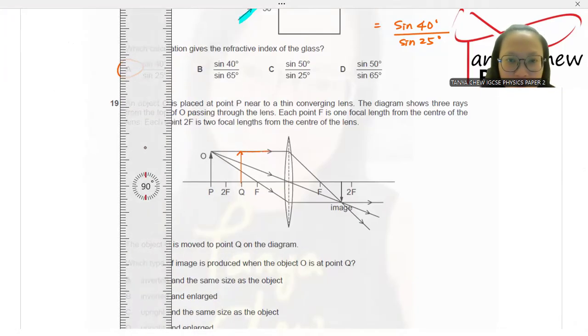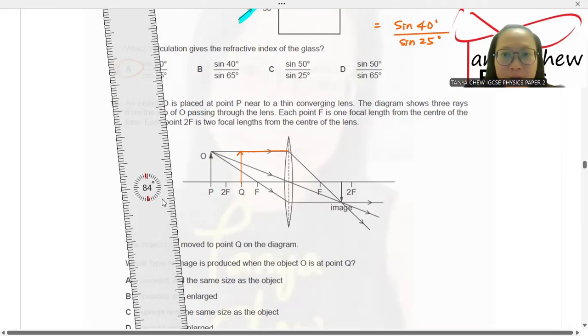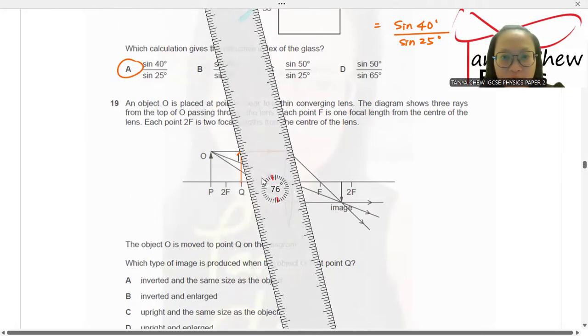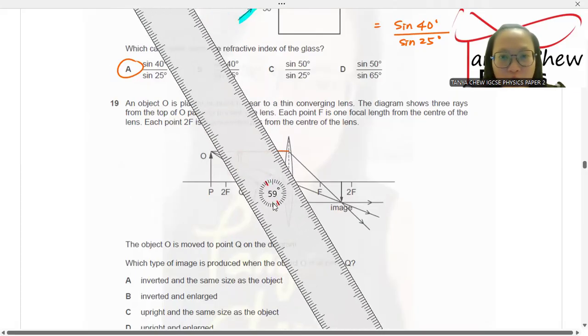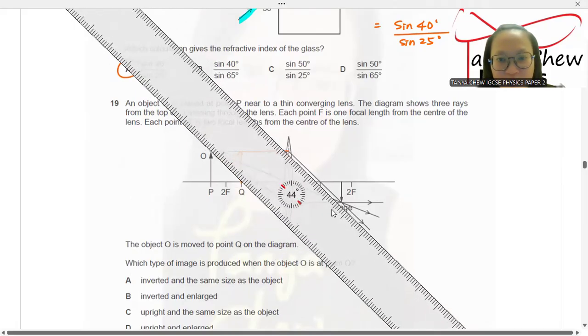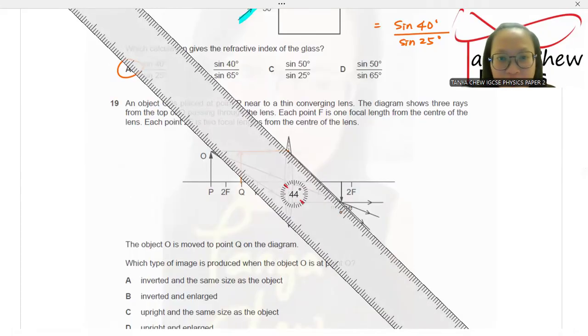Any ray that is horizontal, towards the center of the lens, will be refracted towards the principal focus, or focal point, we call it. Now, let me shift this a bit because I need to draw longer. I just want to draw the same one, it's just that I draw longer. Okay, don't guess. Just draw it because the diagram is given.